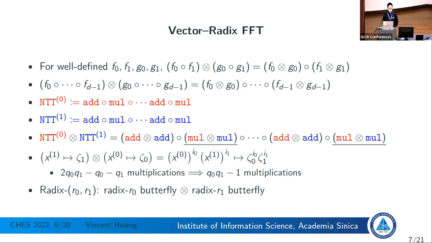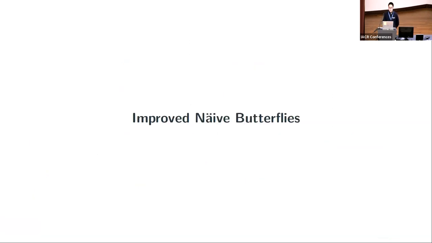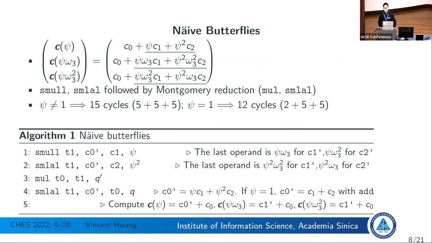In terms of notation, I'll use radix R0-R1 butterfly for the tensor product of radix R0 butterfly and radix R1 butterfly. We first look at how to improve the naive computation, and I'll explain with the radix 3 case. The naive butterfly computation for radix 3 is to first compute the partial products, which are underlined, with long multiplications and Montgomery reduction, and that together takes 4 cycles. After summing the c0 to all the partial results, we find that we only need 15 cycles if c is not equal to 1 and 12 cycles otherwise.